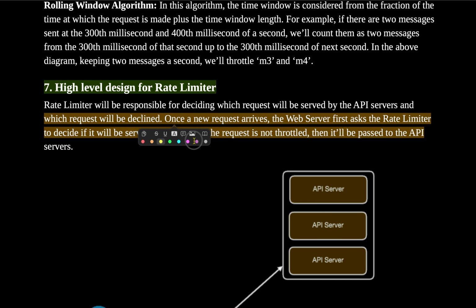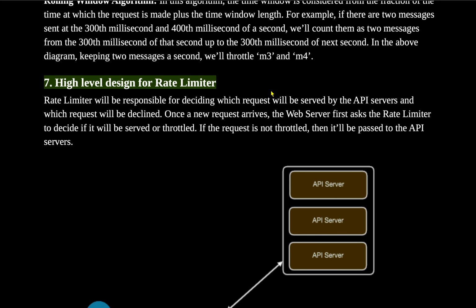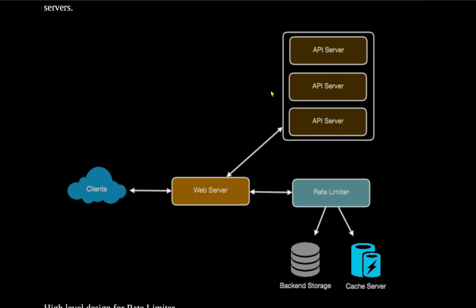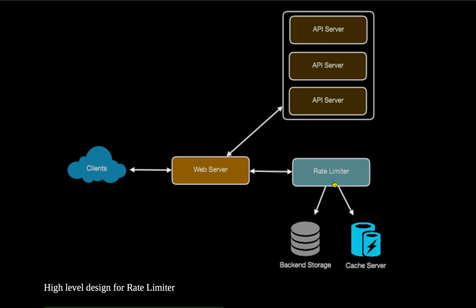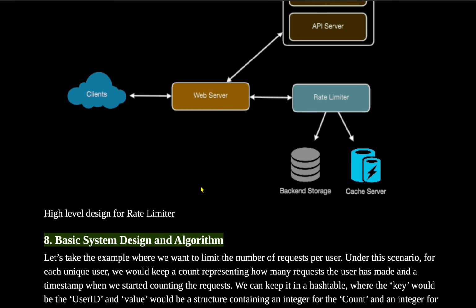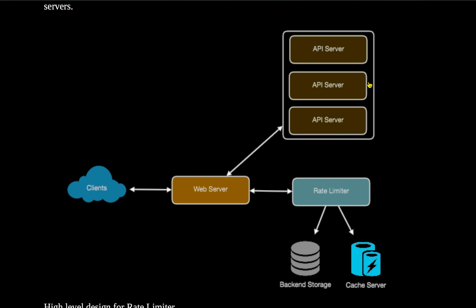okay, it has its separate entity over here. Generally, the rate limiter is prior to this one. So when the client hits something, it goes to the rate limiter. Obviously, I'm not counting the load balancer or everything, and then it goes to the API server.